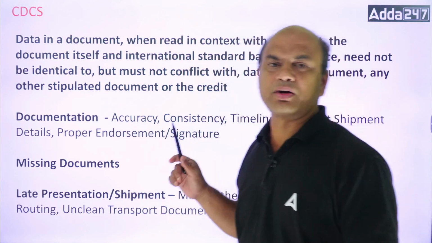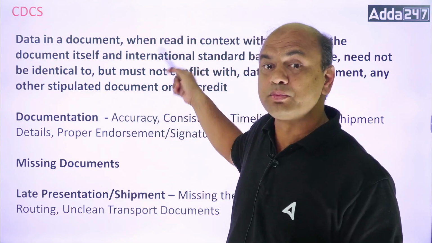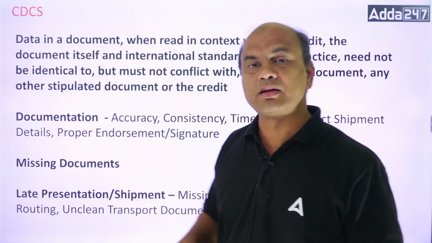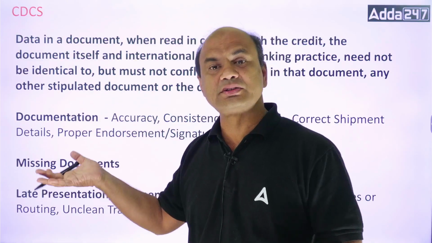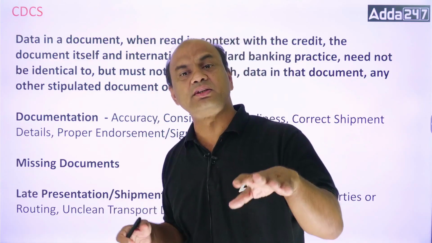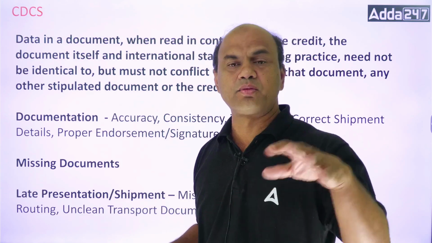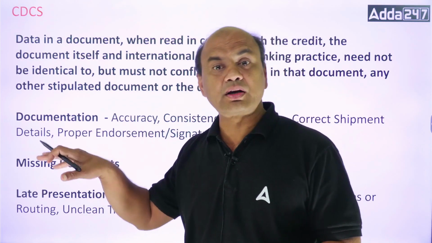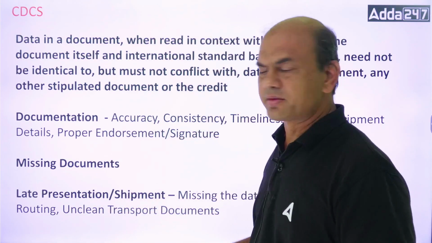Consistency. Consistency means all the documents should be consistent. Again, the same point. That's why I said this article is the most important article for today. One document says 90 kg, another document says 100 kg, a third document says 85 kg: inconsistent. Or, let's say the machinery is a tractor. One document says tractor, another document says second-hand tractor, used tractor, meaning it is changing. It should be consistent everywhere.